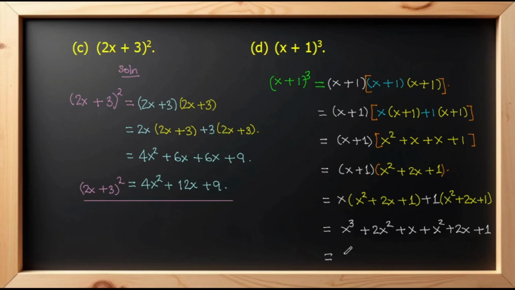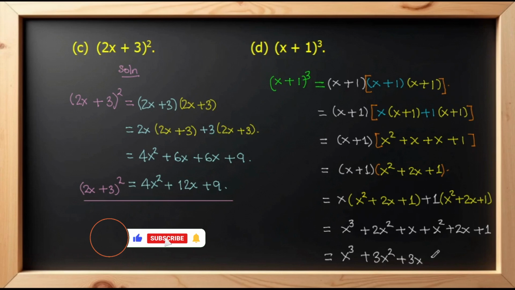So here we shall come up with x cubed plus 2x squared plus x squared, we get 3x squared. Then x plus 2x, we get 3x, then plus 1. So meaning when we expand this algebraic expression with terms of x plus 1, 3 times or raised to power 3, this is the result we get.